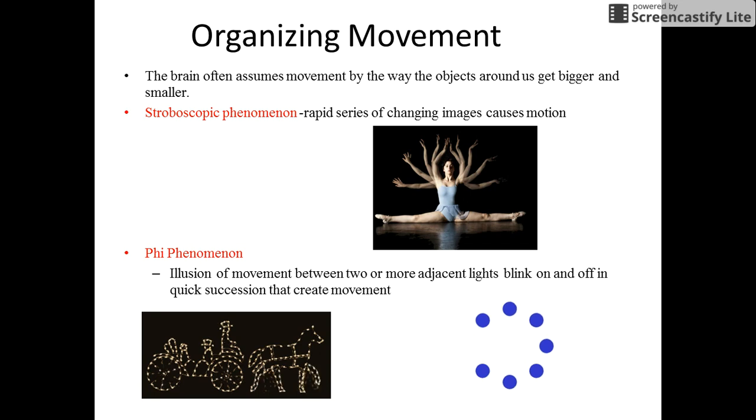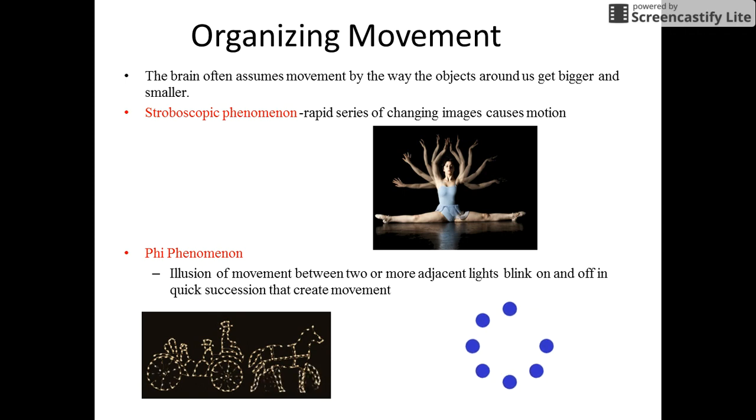The stroboscopic phenomenon is a way that creates movement in images. It's a series of changing images which can cause motion, which is this image right here. Okay, it looks like the lady's arms are moving because of the different images it's using to create that motion.